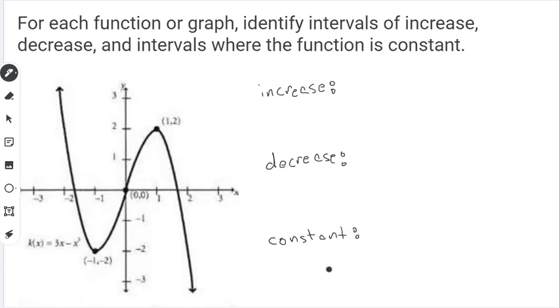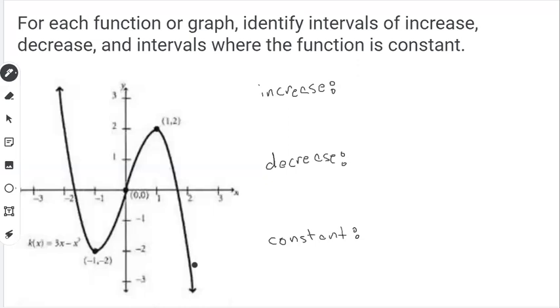Okay, so what we want to do is follow this function as it goes from left to right. So starting on the very left side, the function is going down, down, down, down until you get to the bottom of the hill. Then it starts increasing. It starts going up, up, up, up, up until you get to the top of the hill. And then it starts going down again. It starts decreasing. And then it decreases all the way to negative infinity on the right side.